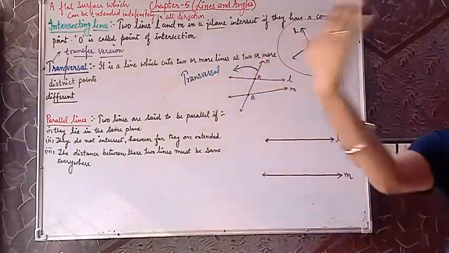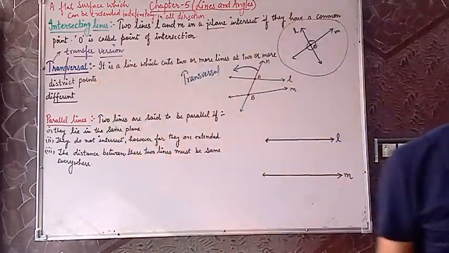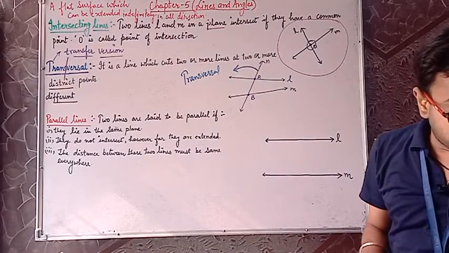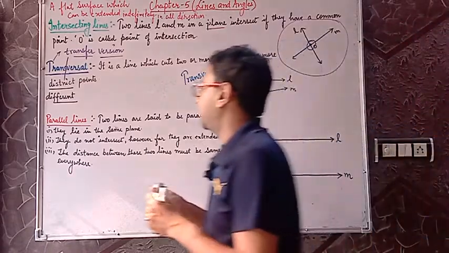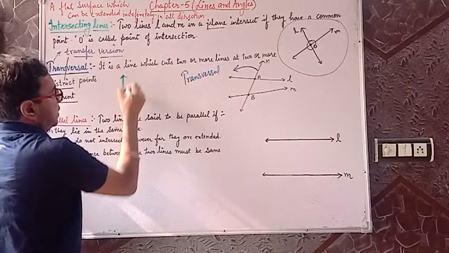Why? If I transfer the position from here to here or here to here, it will not bring a change. That is why this line is known as transversal. The things will remain the same. So again I am repeating, please understand the definition. Transversal is a line which cuts two or more lines at two or more distinct points. Let me take one more example of transversal. For example, these two lines are there with us.